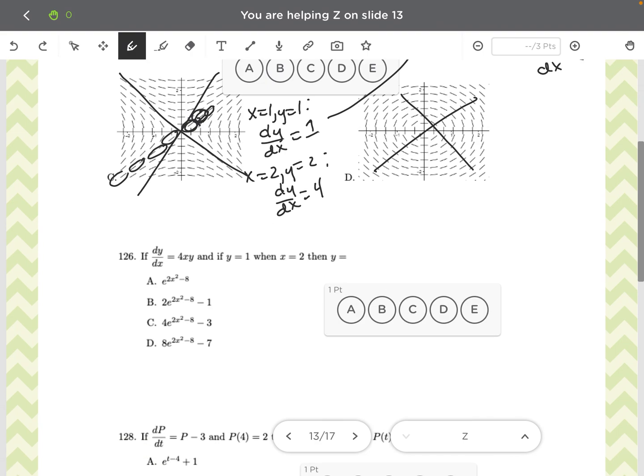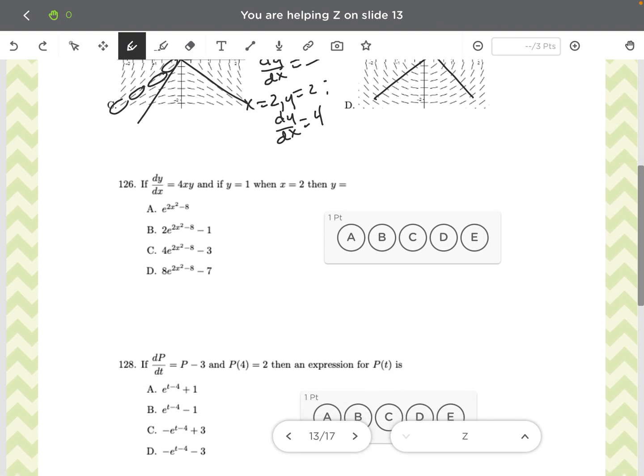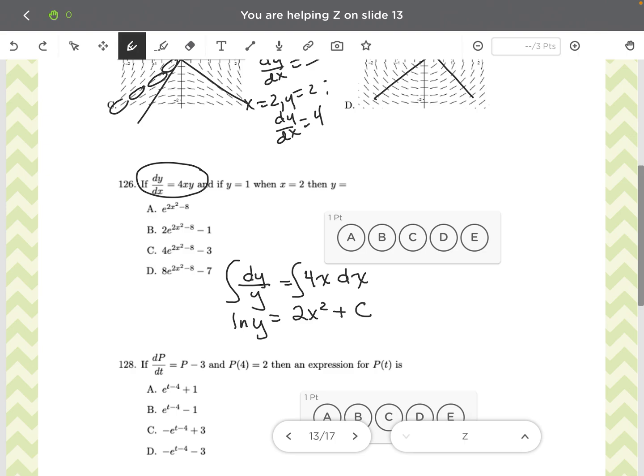Okay, the next one here, we are solving a differential equation. And remember, to solve a differential equation, we have to separate our variables. So that means get the dy's and the y's together, get the x's and the dx's together. So there's step 1. Let's go ahead and integrate both sides. On this side, I get natural log of y. On this side, it's 4x squared divided by 2, which is 2x squared plus c. Remember, I only need to put the plus c on one side, because if you put plus c on both sides, you can move them over and it's still a number.